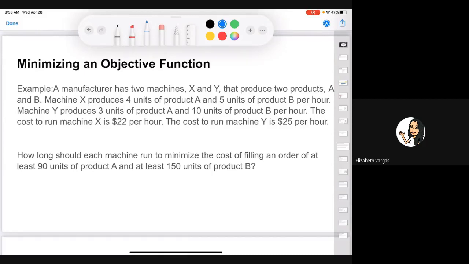So again, here's another problem. And from this problem, what we're going to be able to do is, first thing we want to do, we get our problem, we want to identify our constraints. We want to put all of our different constraints into a graph. So graph all those linear inequalities. And based on that, we're going to get a feasible region.